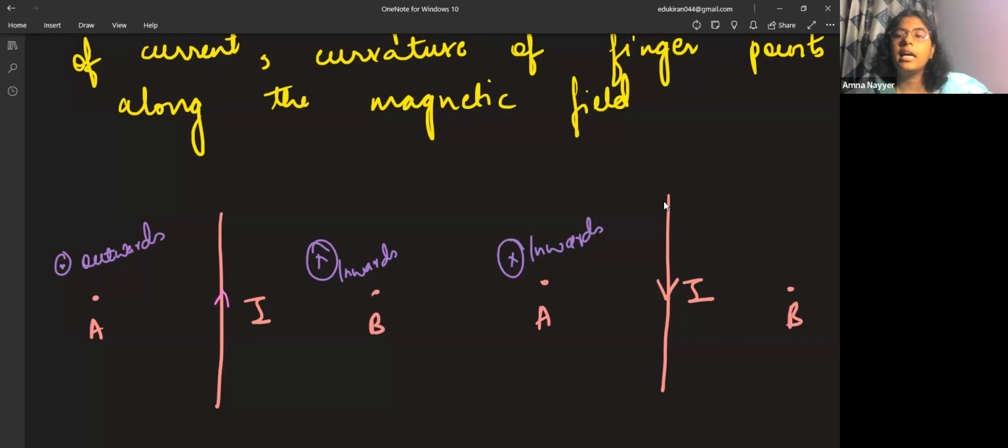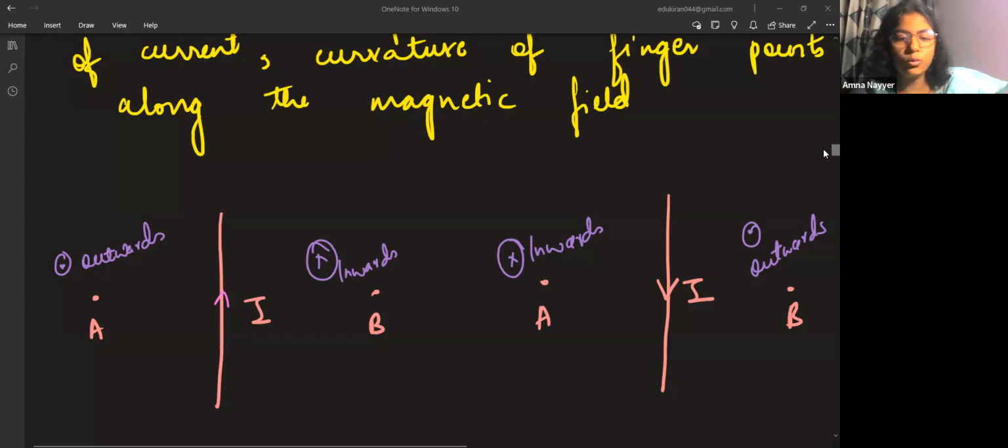This should be inwards. And look at point B. Current is downwards. Point B is located here. So fingers are pointing outwards, away from the screen. They are pointing towards me. So this becomes outwards. Yes, Rabia. Earlier your answer was right. After that, you have changed your answer and given the wrong answer. That would be for the B point.